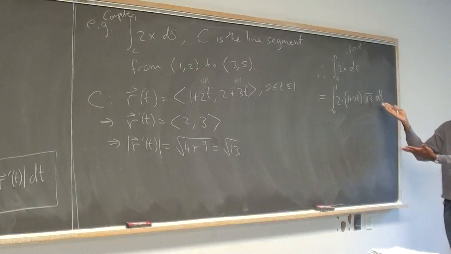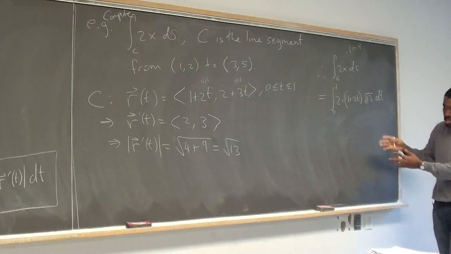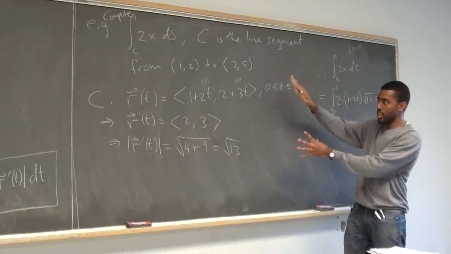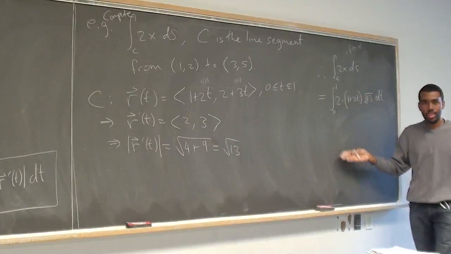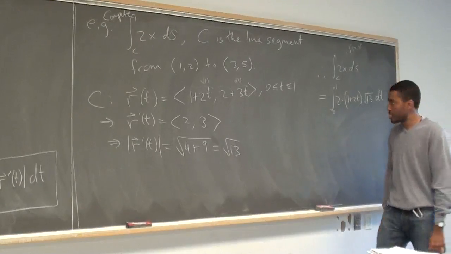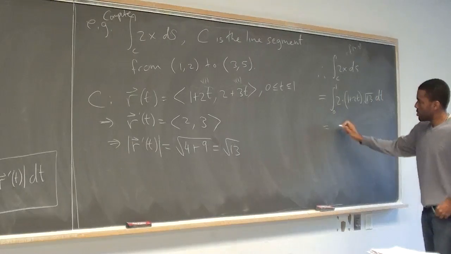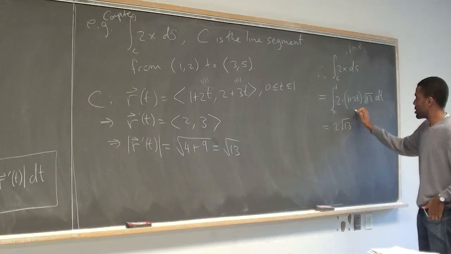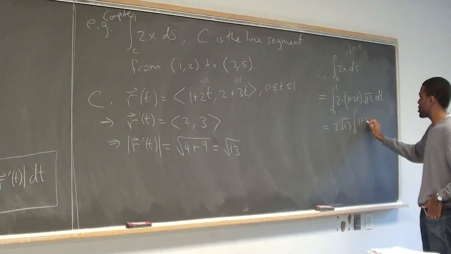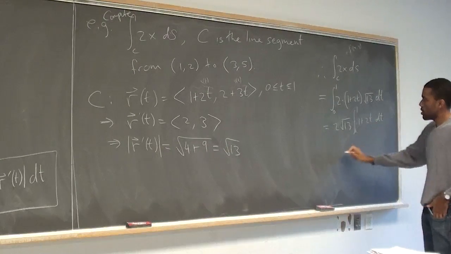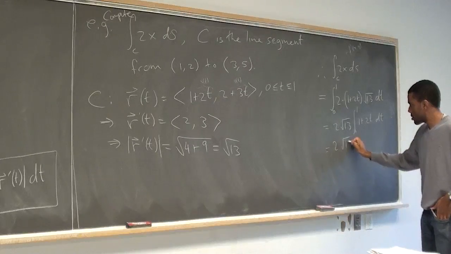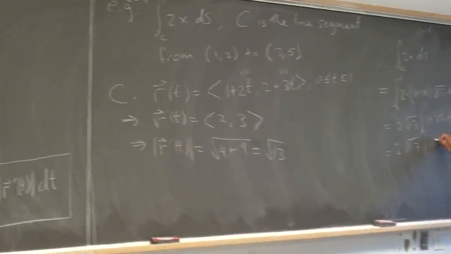Now this is just a regular integral. So the difference was just the setup. You set it up to get to this integral, and then calculus 1 takes over. So you can do this. It's going to be 2 radical 13 times the integral between 0 and 1 of 1 plus 2t dt. I'll ask you guys to do this.